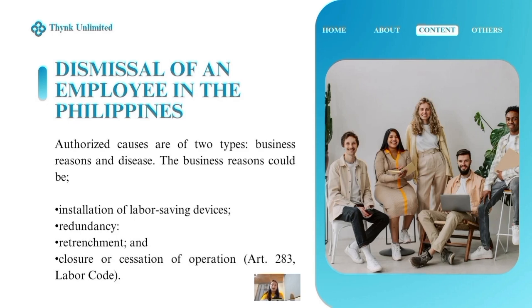So the explanation of this is, in the Philippines, an employee can be dismissed for authorized reasons, which are either due to business needs or health issues. Business reasons include changes that help the company save money or work more efficiently. Examples are using machines instead of people, having too many workers, needing to cut costs, or closing the business. These reasons are allowed under the law if the proper process is followed.